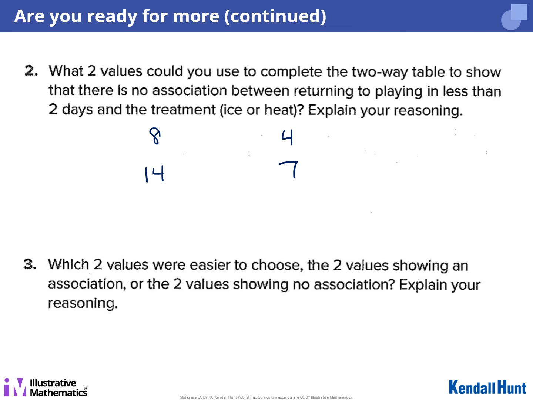What two values were easier for you to find? Two values showing association or two values showing no association? As long as you can explain your reasoning, there's not a right or a wrong answer here. Our values showing association might be easier because we're looking for two numbers that add up to 21 that are not in a ratio of 2 to 1. So we just needed to change that.